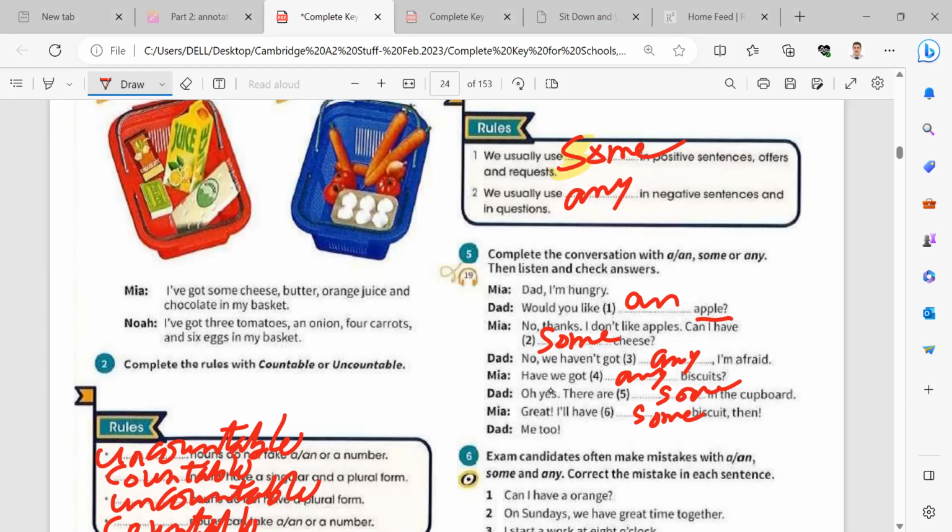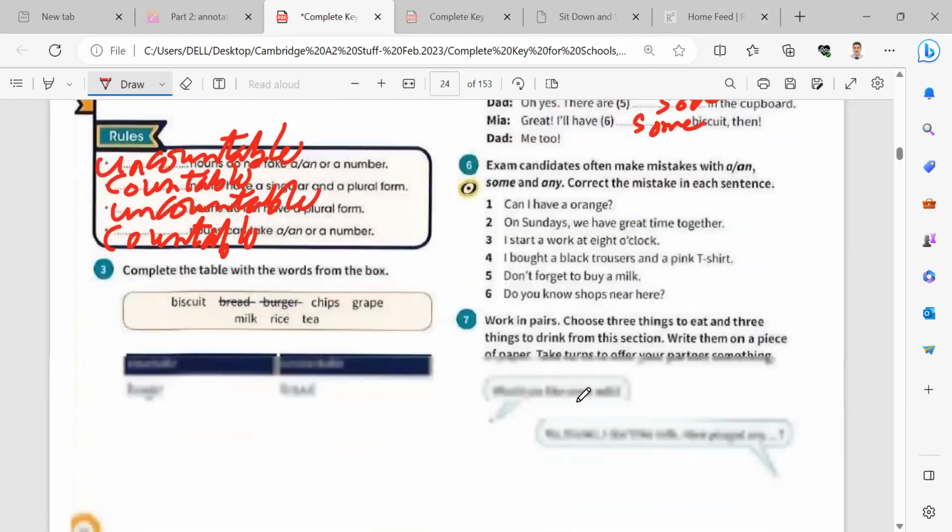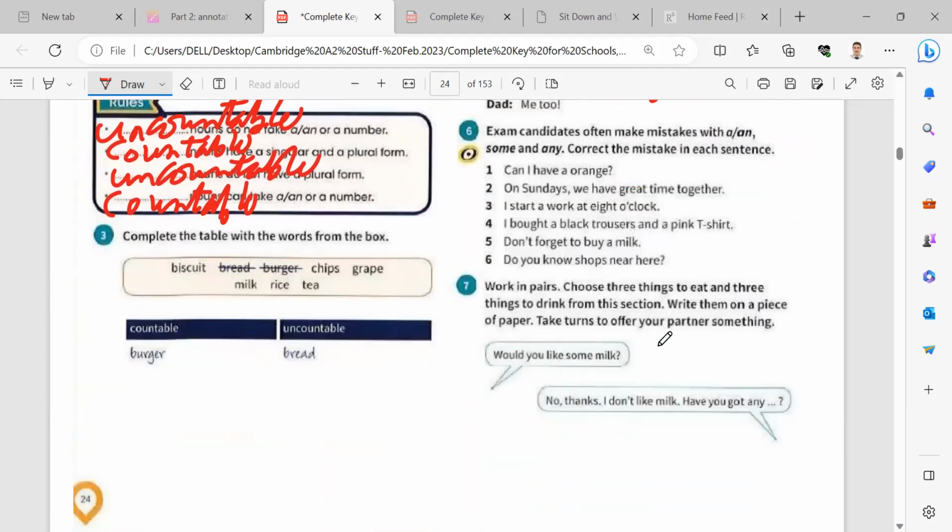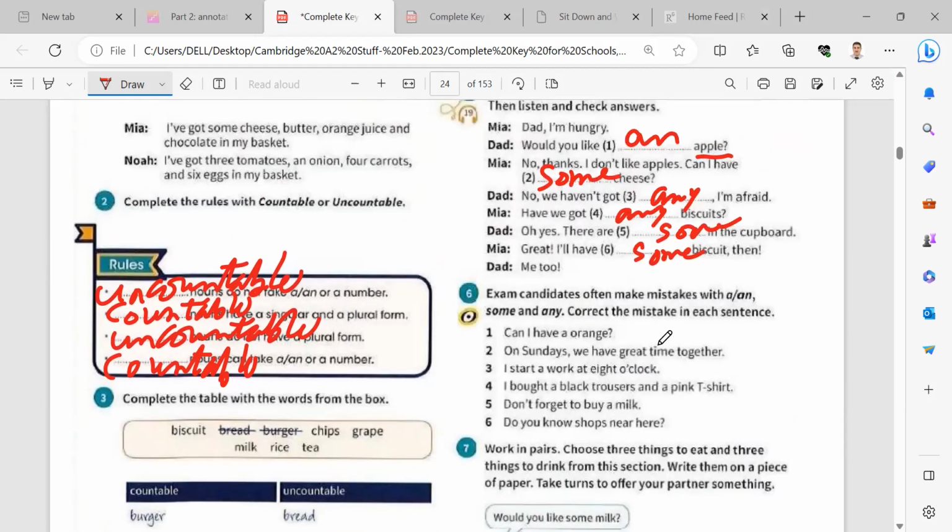Okay, Nawaf. Number 6, you can do this yourself. Yes, teacher. The answer is a, not some. Great. I'll have a biscuit. Yeah, sorry, you are right. A biscuit. Why? Because again, it's just one. A biscuit means one piece.